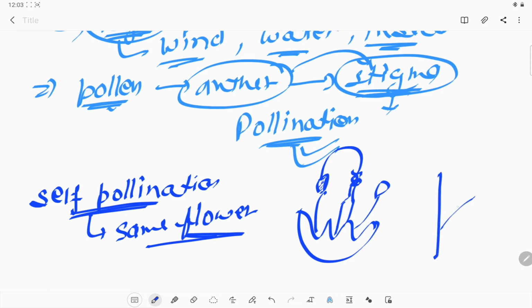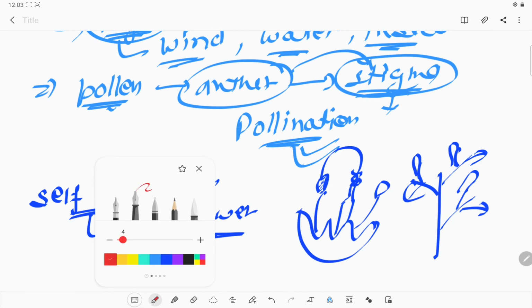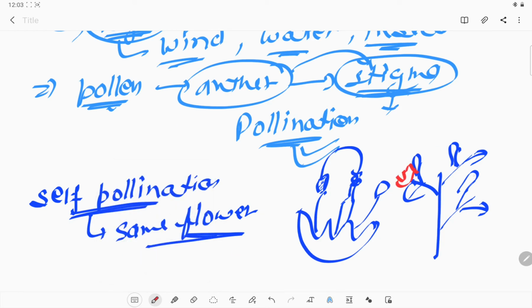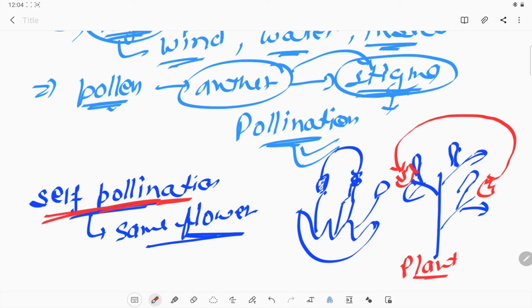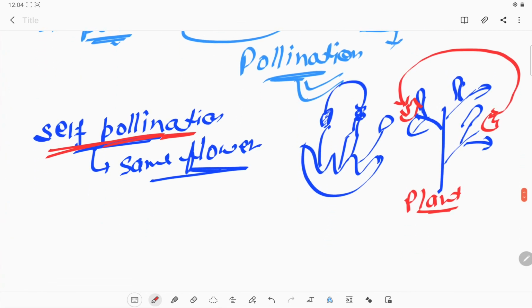As well, if this is a plant where there are two flowers, here are the two flowers, this is the first flower and this is the second flower. If the pollen grain of this flower lands on the stigma of this flower, this is also known as self pollination, because the plant is the same. If we are talking about the same plant, that means it is self pollination.